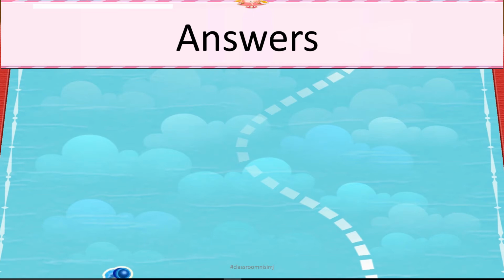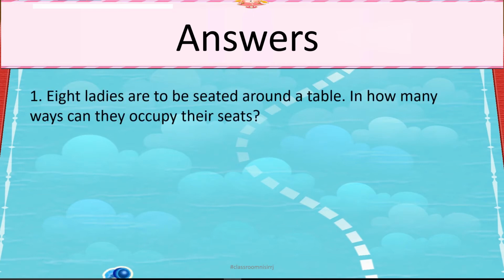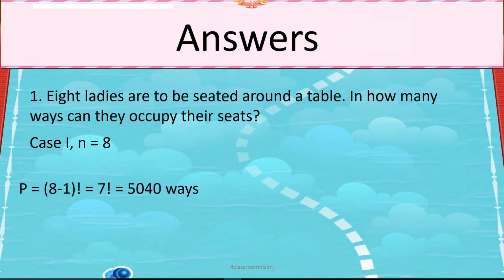Let's try to check if your answers are correct. In the first problem, 8 ladies are to be seated around the table. In how many ways can they occupy their seats? In this first problem, this is under case number 1. n is equal to 8, where P is equal to 8 minus 1 factorial, or equal to 7 factorial. Therefore, the answer here is 5,040 ways.